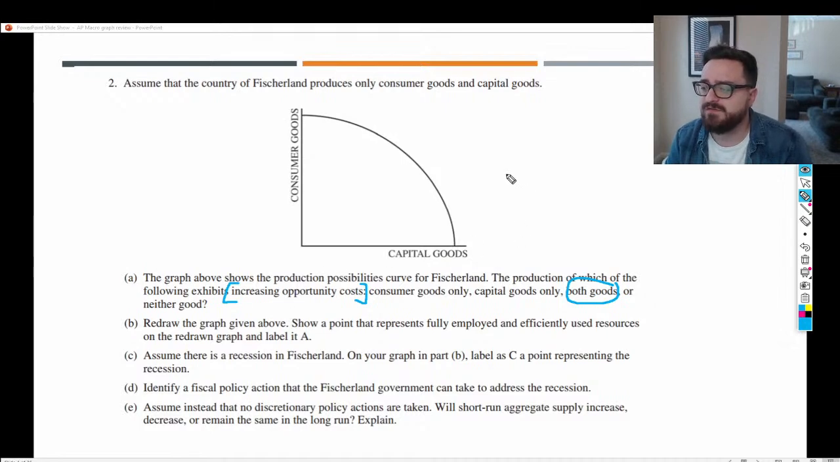Okay, redraw the graph given above. I redrew it. Show a point that represents full employment and efficiently used resources on the graph and label it A. Great. Literally anywhere on the curve would do it.